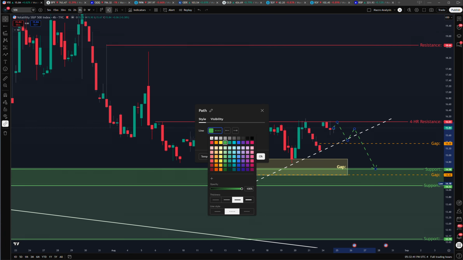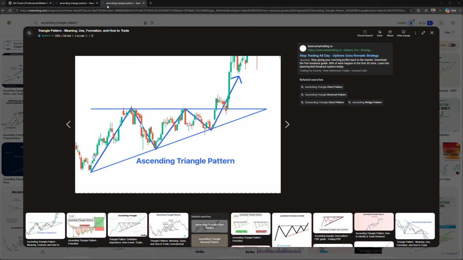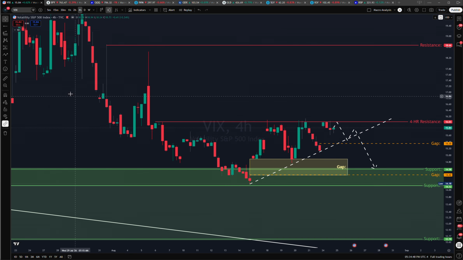So there's only two paths right now VIX could take, and that's breaking to the upside, assuming this here is an ascending triangle and you're breaking to the upside. For those of you who don't know what an ascending triangle is, let me show you. This is an ascending triangle. So really what it is just price compressing within a triangle pattern that's ascending to the upside. And then you just have a breakout to the upside. So VIX is currently forming that kind of move right now, as you can see right here.